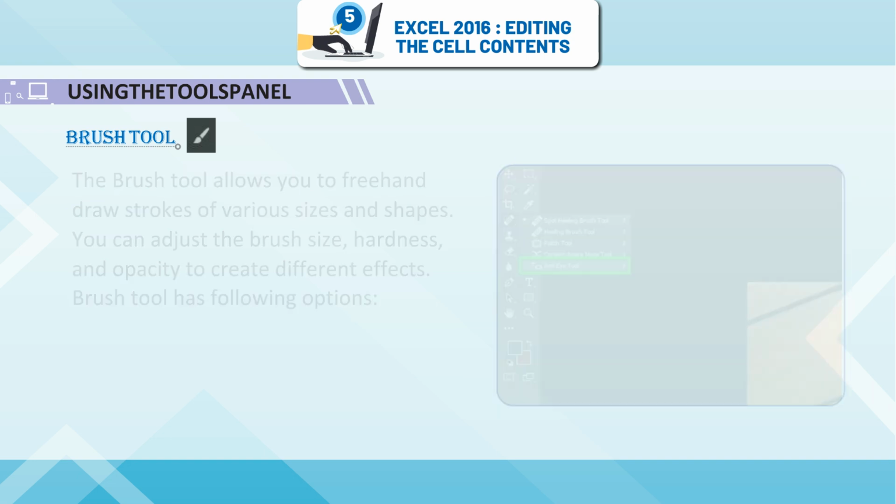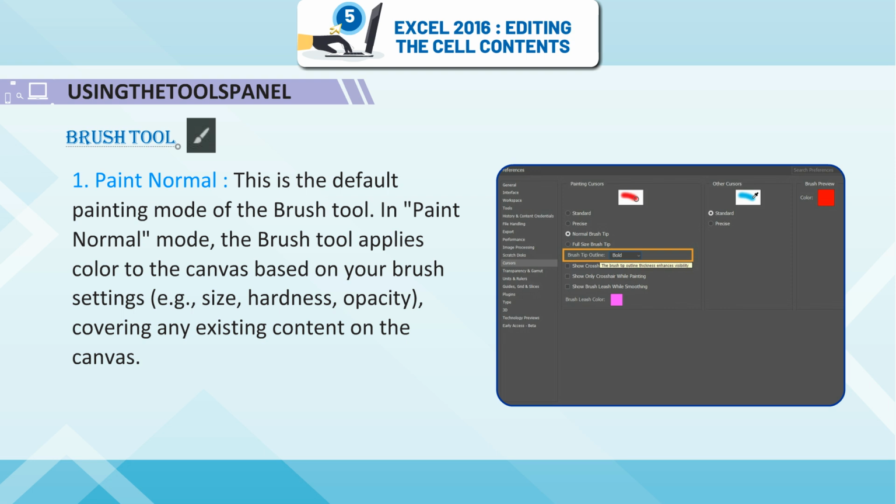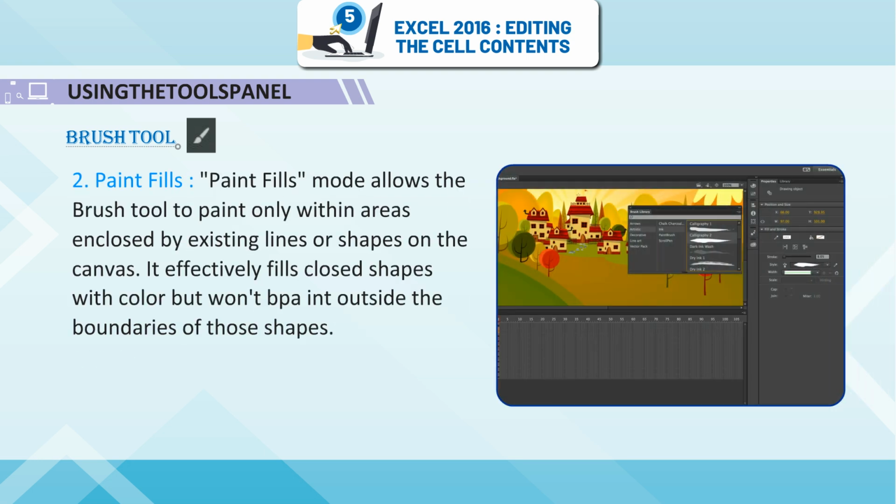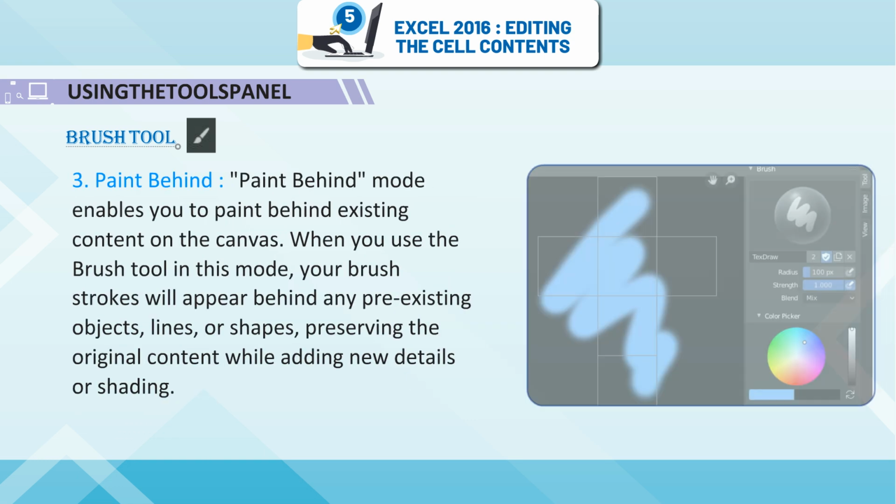Brush tool has the following options. Paint Normal. This is the default painting mode of the brush tool. In Paint Normal mode, the brush tool applies color to the canvas based on your brush settings, for example size, hardness, opacity, covering any existing content on the canvas. Paint Fills. Paint Fills mode allows the brush tool to paint only within areas enclosed by existing lines or shapes on the canvas. It effectively fills closed shapes with color but won't paint outside the boundaries of those shapes.